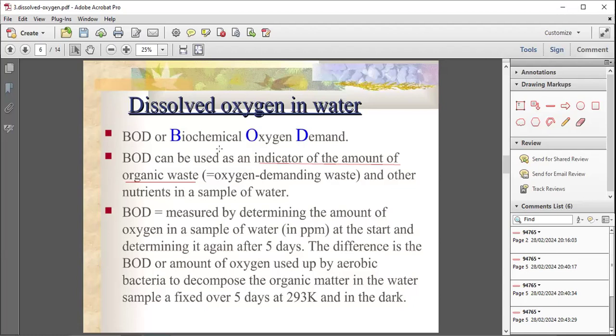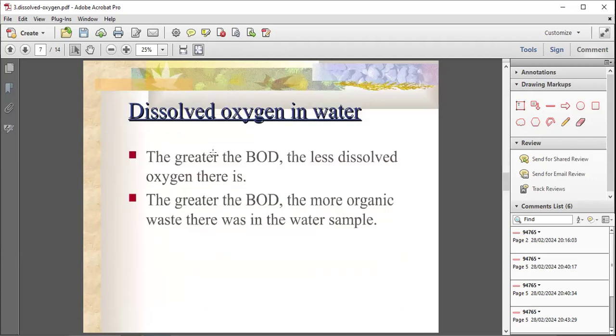The water sample is kept over 5 days at 293 Kelvin, which is a temperature measurement, and in the dark. Dark means without any sunlight. The greater the BOD, the less dissolved oxygen there is. The greater the BOD, the more organic waste there is in the water sample.